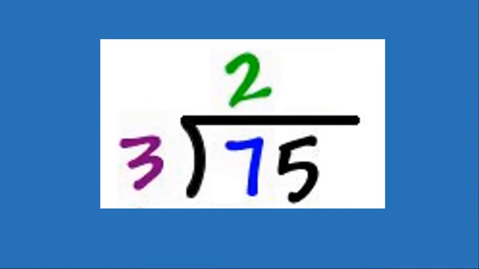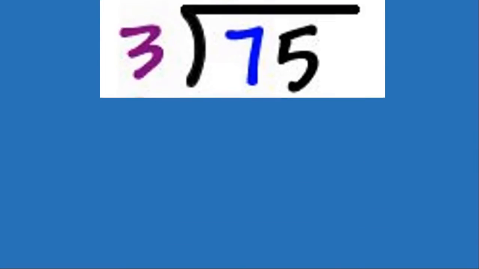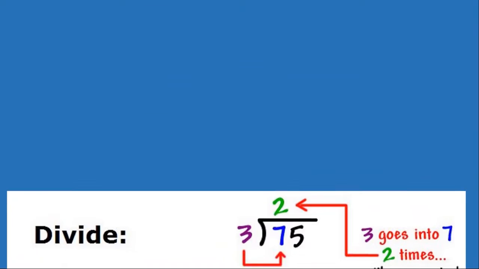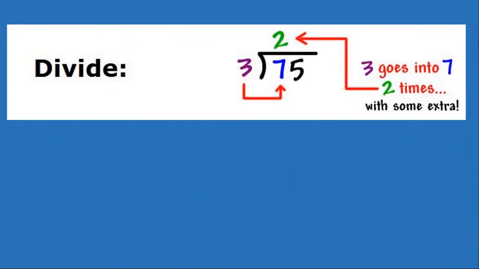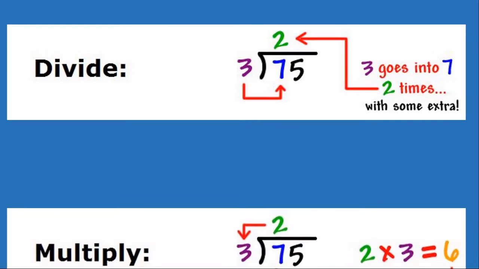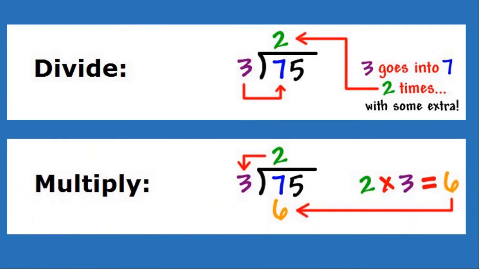So we'll take the example 75 divided by 3. The first step, we divide, but one place value at a time. So 3 goes into 7 how many times? We can figure that out, that it's 2. 3 can go into the number 7 2 times, but we'll have some extra. So we multiply. 2 times 3 equals 6.